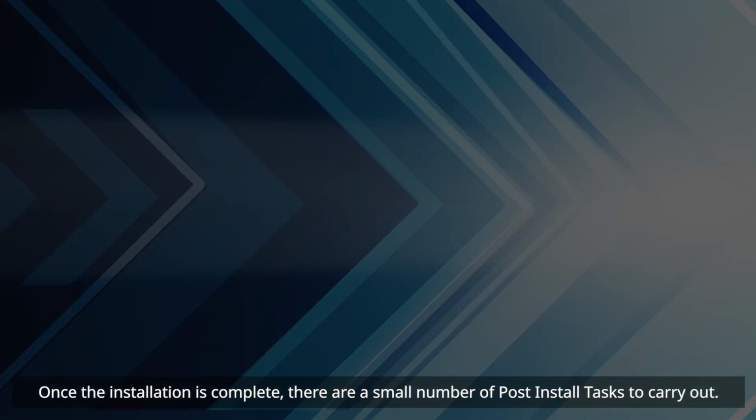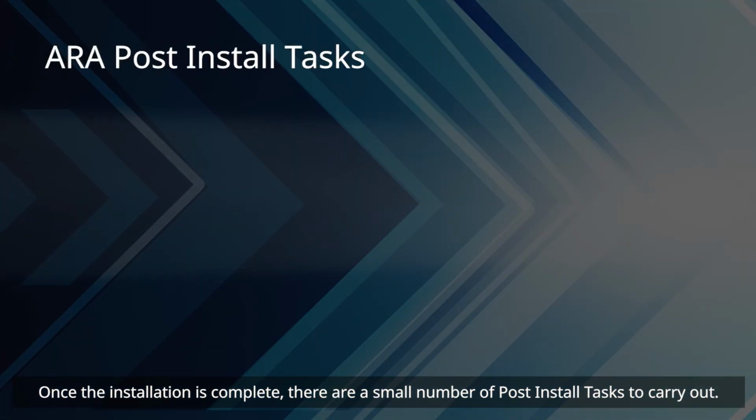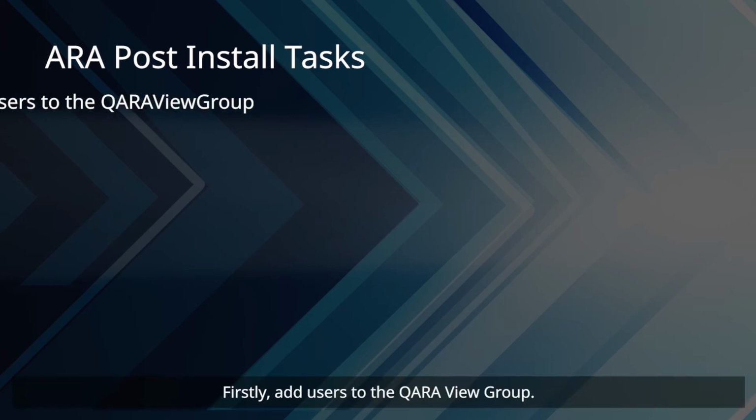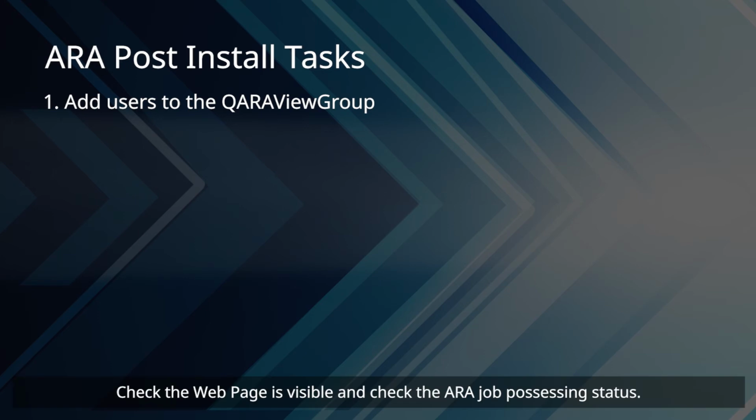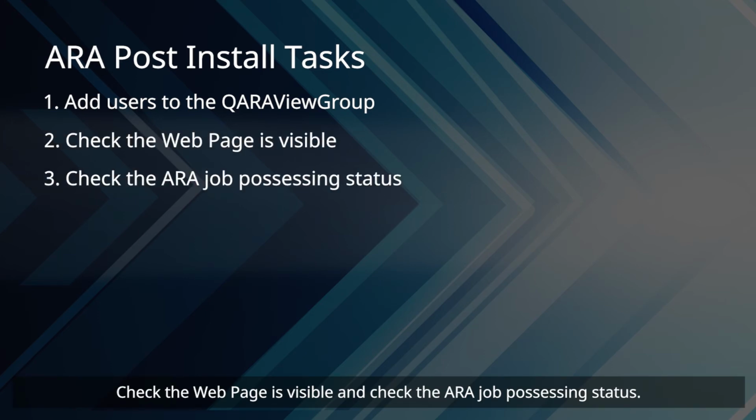Once the installation is complete, there are a small number of post-install tasks to carry out. Firstly, add users to the Queue ARA View group. Then check that the web page is visible and check the ARA job processing status.